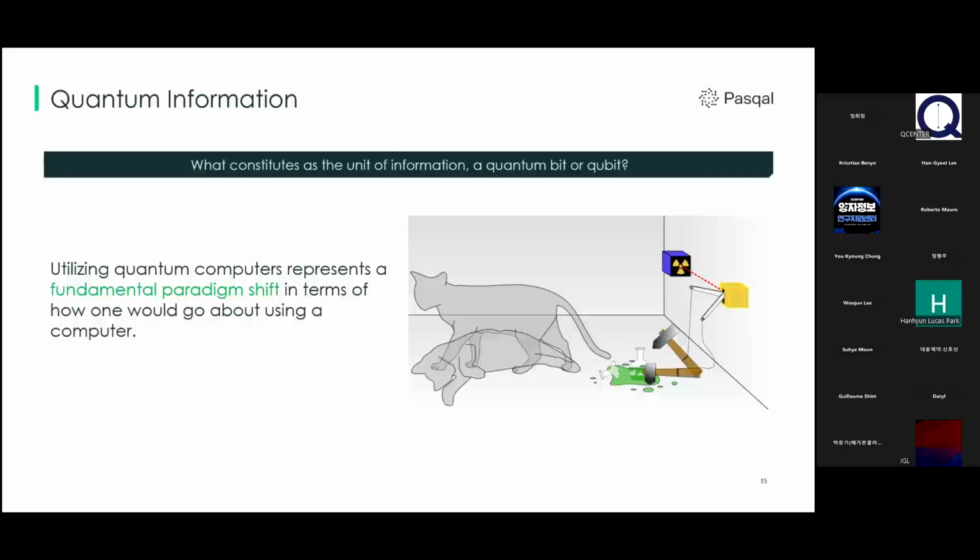So the first thing, the particle bounces around, goes around its merry way, and it gets detected by the detector. If it gets detected by the detector, it will release the poison, which in turn will kill our fictional cat. However, if the particle is not detected by the detector, the poison will not be liberated and the fictional cat will stay alive.